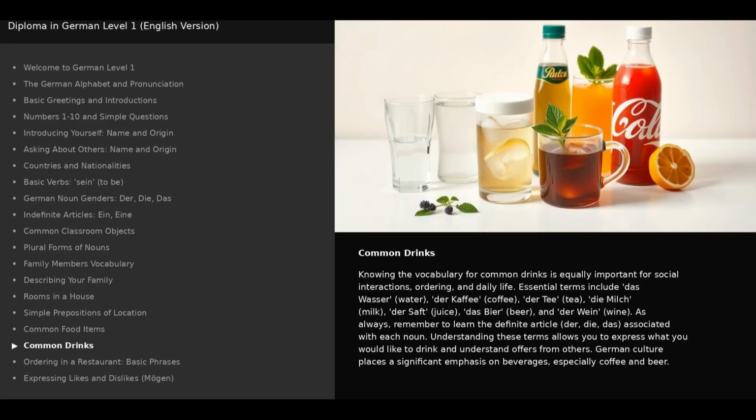Common drinks. Knowing the vocabulary for common drinks is equally important for social interactions, ordering, and daily life. Essential terms include das Wasser, water, der Kaffee, coffee, der Tee, tea, die Milch, milk, der Saft, juice, das Bier, beer, and der Wein, wine. As always, remember to learn the definite article, der, die, das, associated with each noun. Understanding these terms allows you to express what you would like to drink and understand offers from others. German culture places a significant emphasis on beverages, especially coffee and beer.